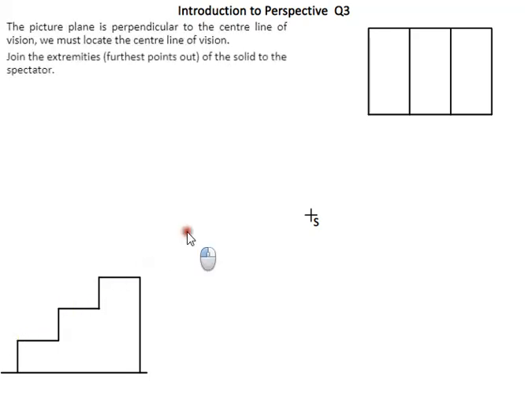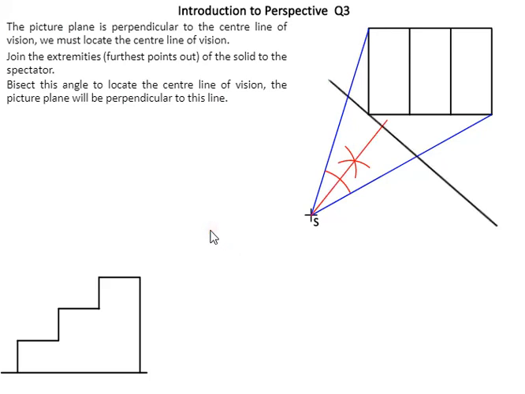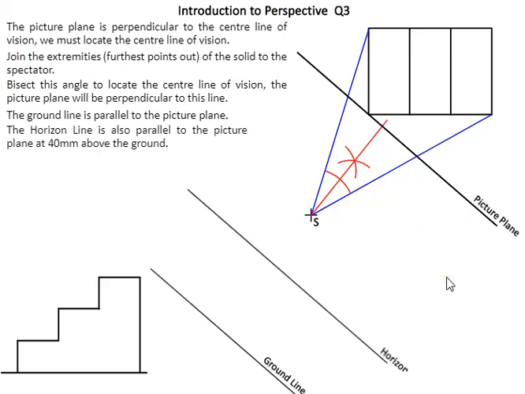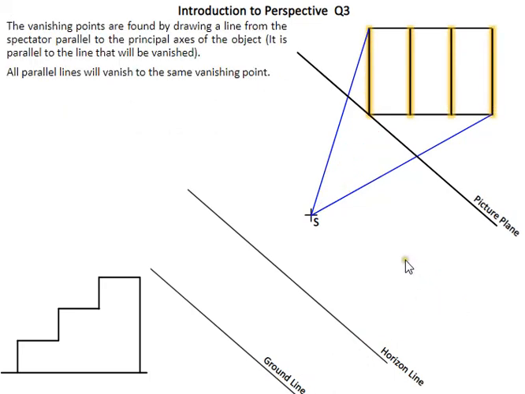So basically, to quickly go through this, to start off again, spectator to external corners, bisect the angle, draw our picture plane 90 degrees to the bisecting line, then set up our ground line, set up our horizon line. In this case it's 40 mil above. In this case then we locate our vanishing points.